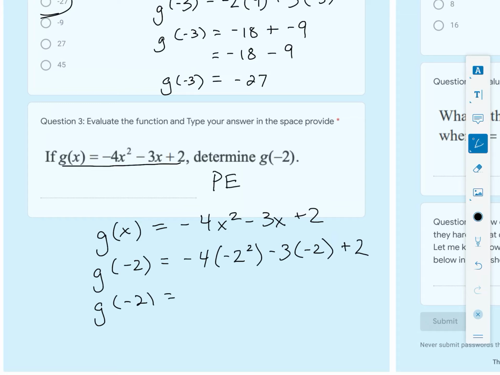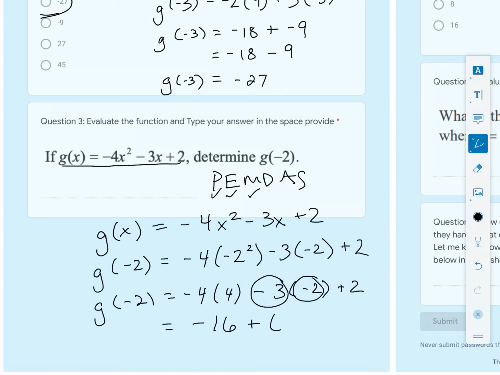Again, according to order of operations, inside my parentheses, I'll do my exponents, which gives me 4 times negative 2 times negative 2 is a positive 4, minus 3 times negative 2 plus 2. I can now multiply. Negative 16. Negative 3 times negative 2 gives me a positive 6. And then I'll add 2. Negative 16 plus 6 plus 2 gives me a total of negative 8. My final answer.